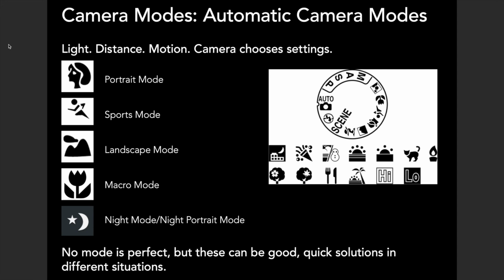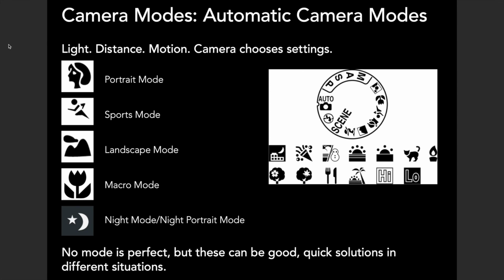Night mode or night portrait mode, you're telling your camera, okay, there's not a lot of light. So it's going to slow down and let in more light so that you can see some of the details of what's going on at night.